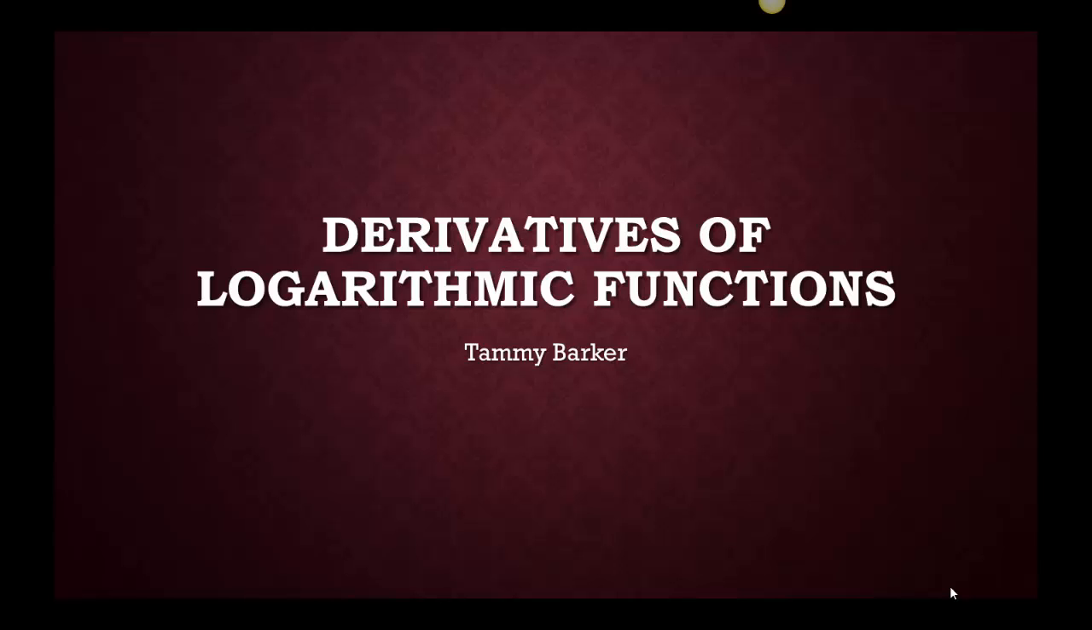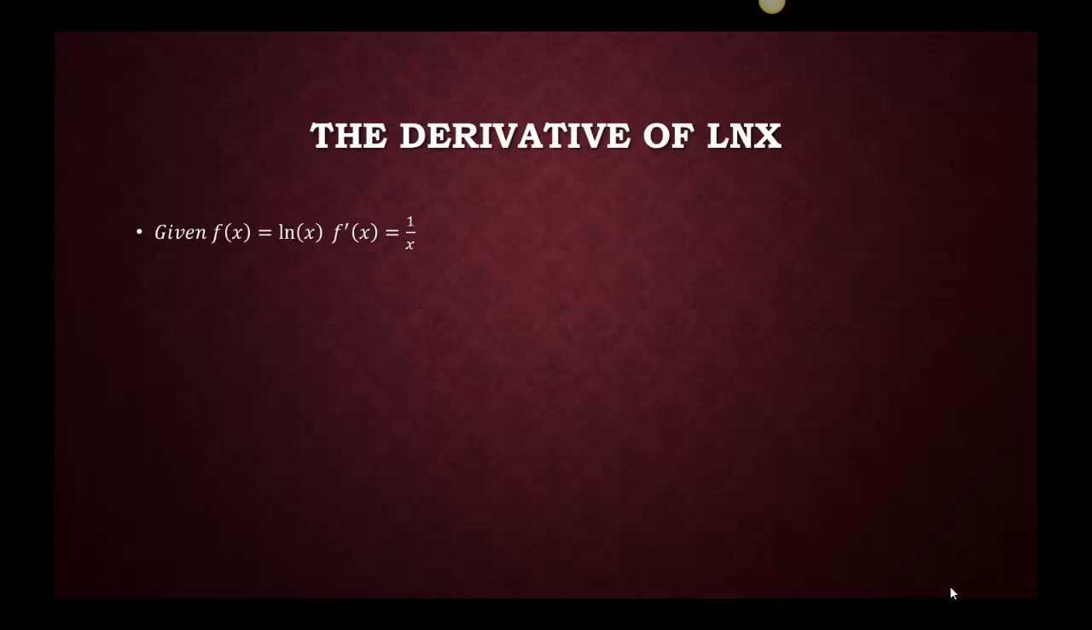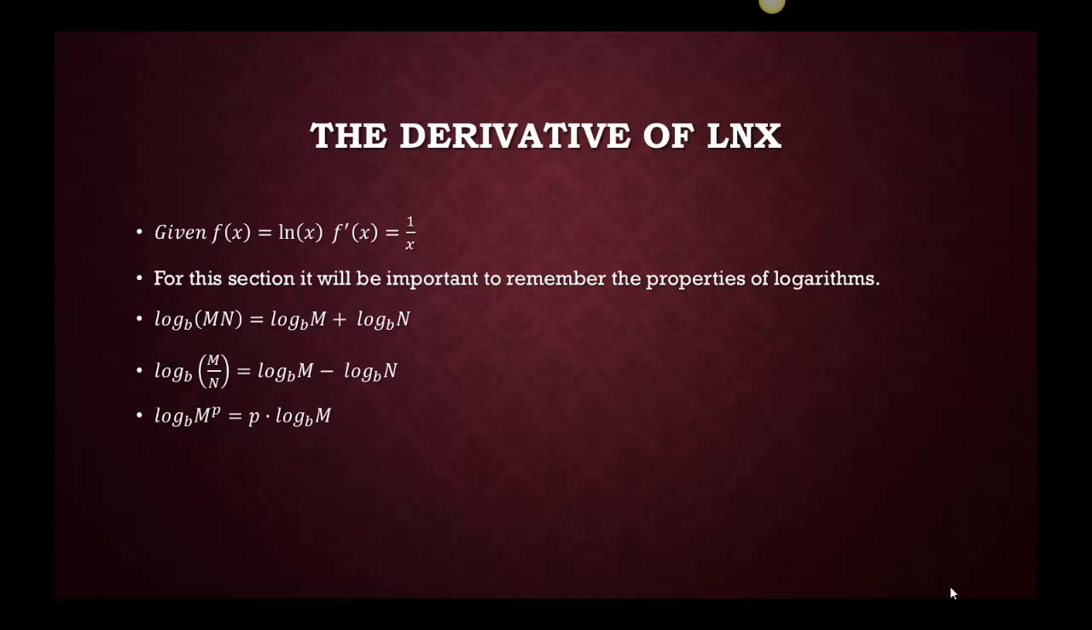Today we're going to go over derivatives of logarithmic functions. To start, we're going to look at the natural log of x. So if I give you f of x is the natural log of x, then our derivative will be f prime of x is 1 over x. For this section, it will be really important to remember the properties of logarithms.